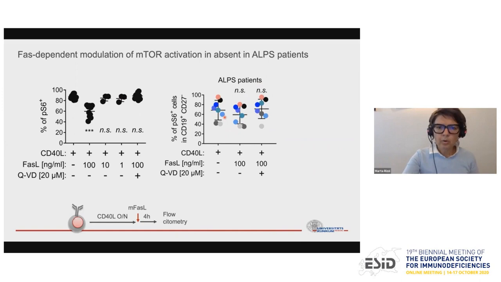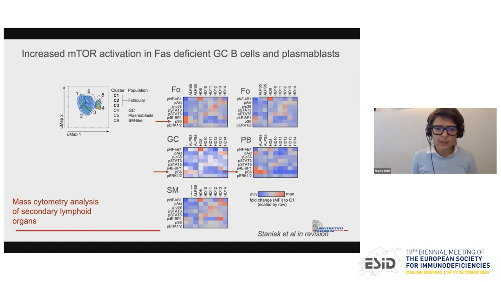To confirm this data in a more physiological way, we looked at secondary lymphoid organs where B cells are normally activated, and we looked at the intrinsic signaling of B cells there. We looked by mass cytometry, at all these signaling pathways in each and every single cell, and found that indeed in germinal center B cells and in plasmablasts of ALPS patients, mTOR activation was increased compared to controls, suggesting that indeed FAS may control mTOR activation in B cells and plasmablasts.